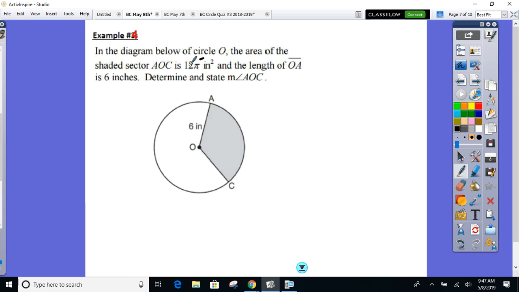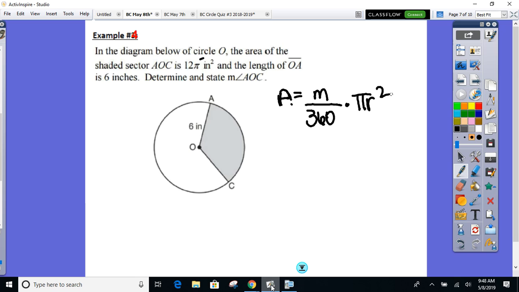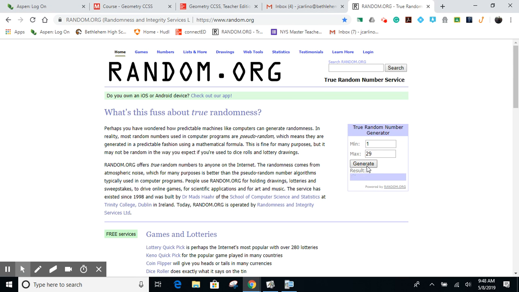Okay, fine. I'm okay with that. All right, so let me just write the formula up there for degrees. So we have measure over 360 times pi r squared. All right, let me turn it over to you folks. Where is the 12 pi going to go? That's the area. So 12 pi. Measure of the angle or arc. What am I going to plug in for that one?